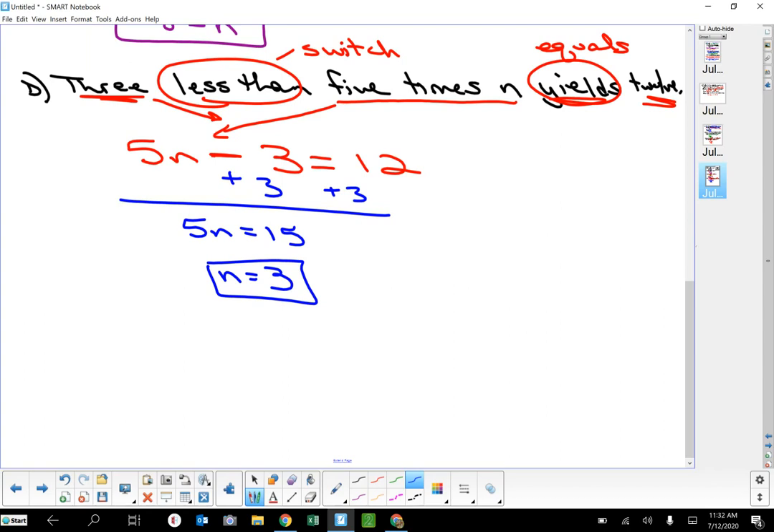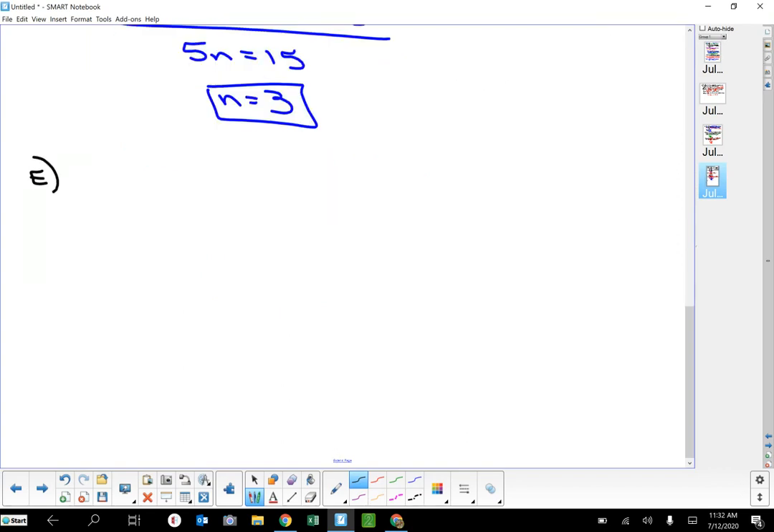All right. E, and then you're going to really love F, G, and H. E is 7 is 3 less than 4 times the number n. Oh, no, I did that wrong. Erase. Oh, that's not erasing. Oh, geez. Okay. 7 is 3 less than 4 times the number n.